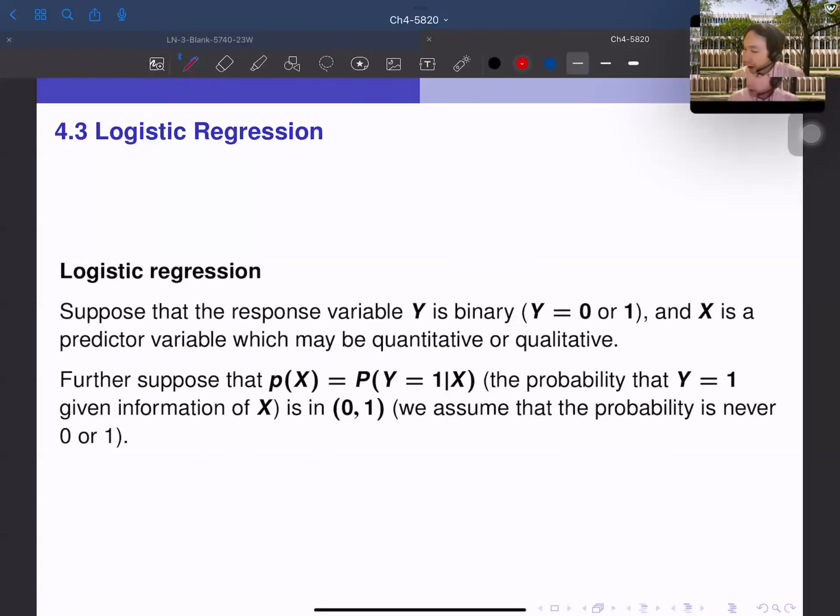So the idea of logistic regression first. Suppose that the response variable is binary and X is some predictor value, either quantitative or qualitative. Then basically the idea is to find the probability of Y equal to 1 given X value. So that is the idea of logistic regression. One reason is probability ranges from 0 to 1. Right, so probability is continuous. So it's similar to a continuous response variable.